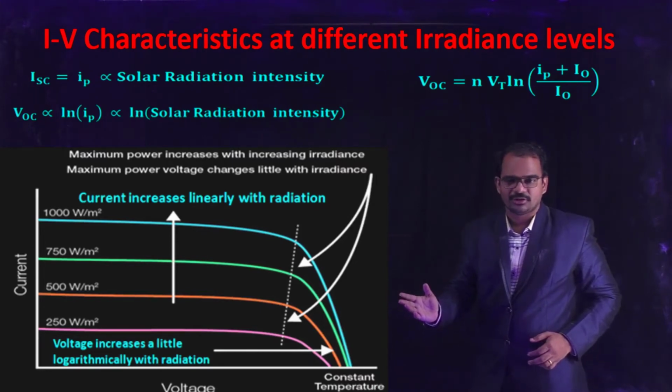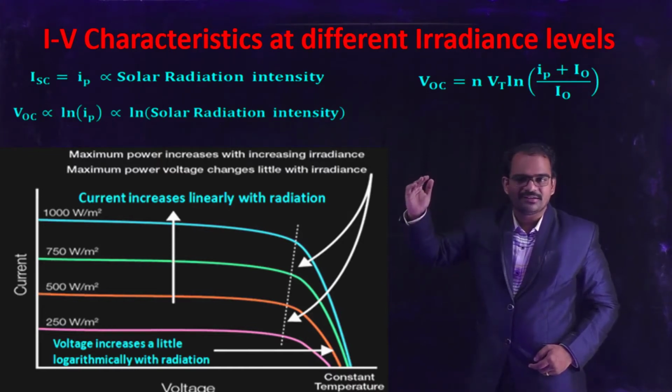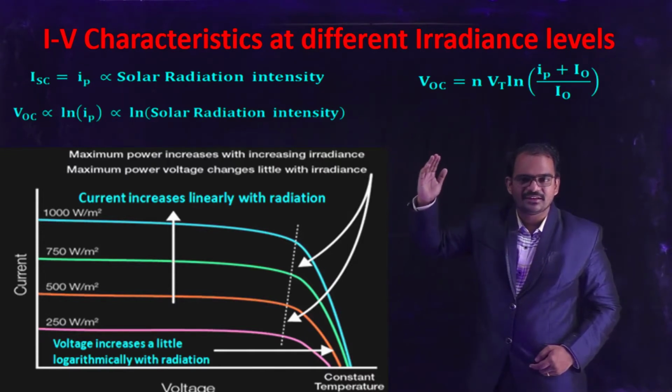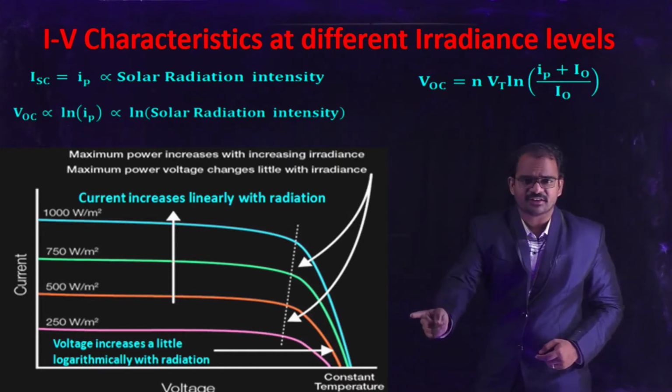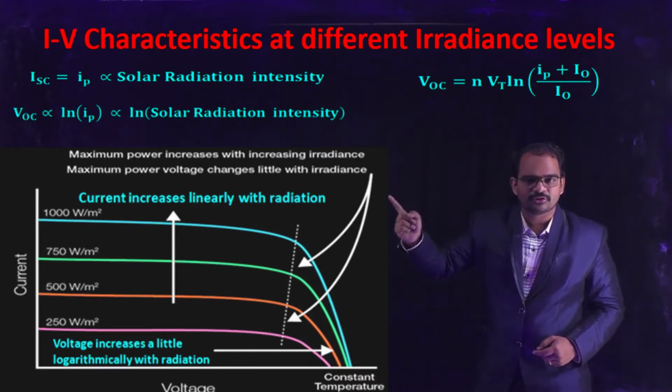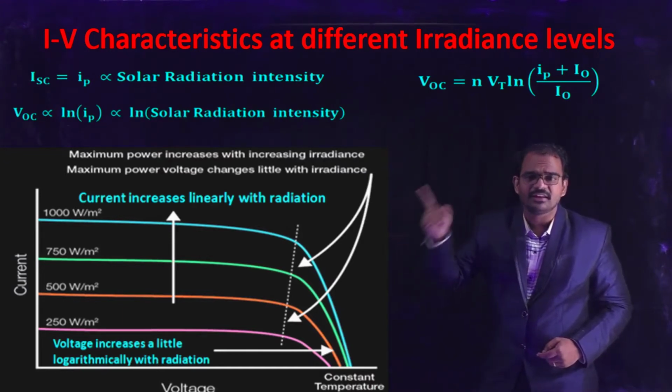family of curves. That is for a radiation of 250 watt per meter square. Now when the radiation is increased to 500 watt per meter square, you can see the yellow curve got shifted to the red curve. That is, the short circuit current increases linearly on the y-axis with increase in solar radiation intensity. On the x-axis you can clearly see the open circuit voltage also increased, but only slightly. When compared to the increase in the short circuit current with radiation, the increase in the open circuit voltage with radiation is very small, because it's a logarithmic variation, not a linear variation.